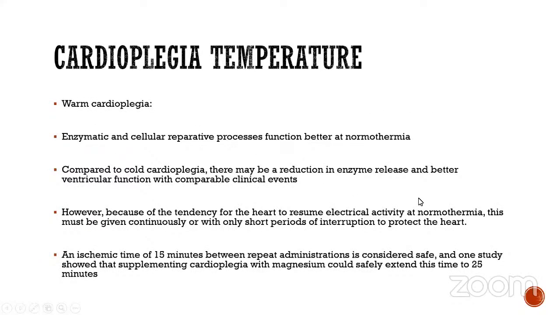Regarding the other method, which is warm cardioplegia, it is believed that enzymatic and cellular reparative processes function better at normothermia. Hence, some surgeons prefer using warm cardioplegia to cold cardioplegia, as they believe there may be a reduction in enzyme release and better ventricular function with comparable clinical events. However, because of the tendency of the heart to resume electrical activity at normothermia, this method of delivering cardioplegia has to be given in a continuous manner or only with short periods of interruption to protect the heart. An ischemic time of 15 minutes between repeat administrations is considered safe. There is one study, however, that showed that by supplementing the cardioplegia with magnesium, you can safely extend this ischemic time to 25 minutes.